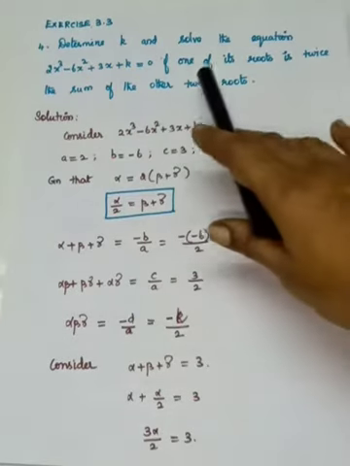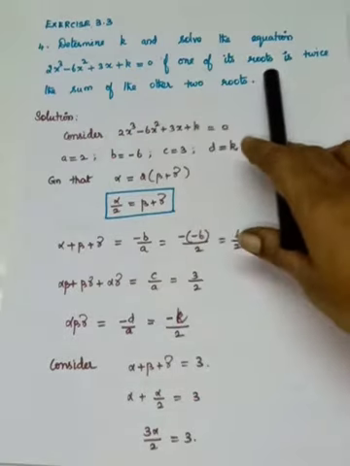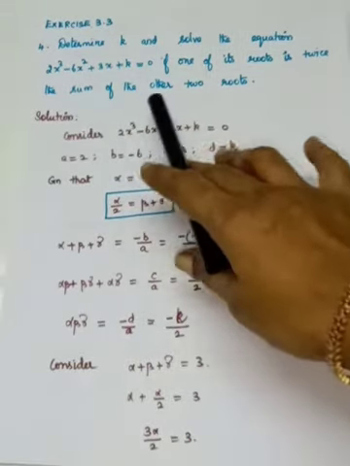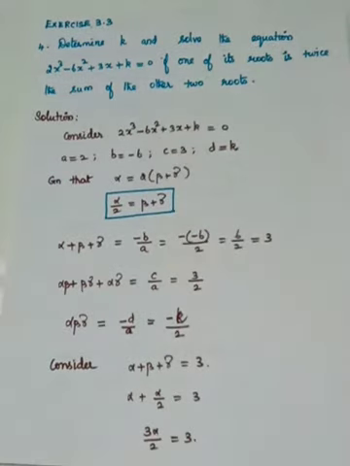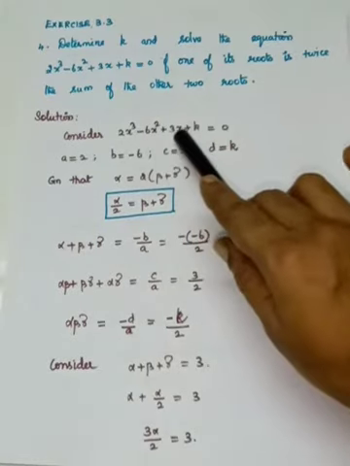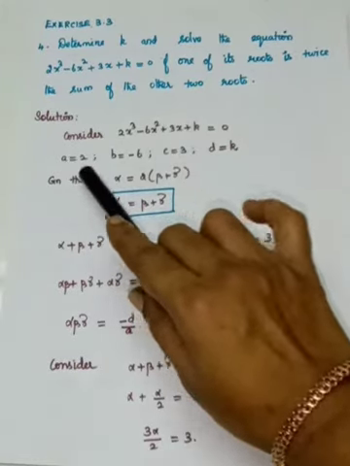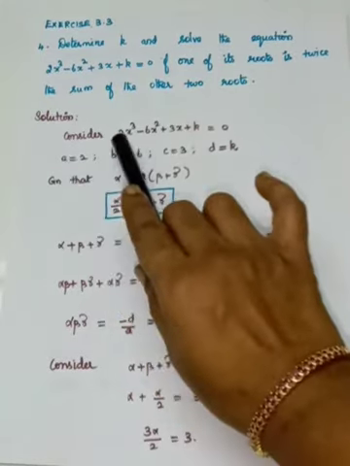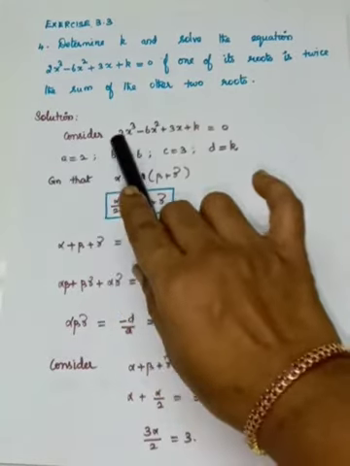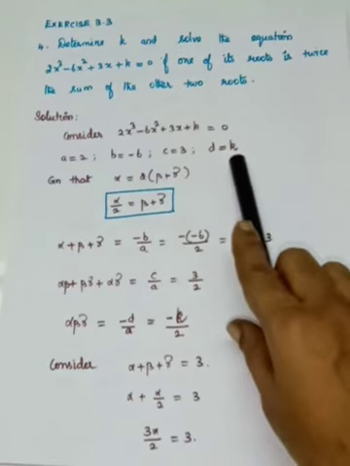So what is given here? One of its roots is twice the sum of the other two roots. Okay, I'll take the equation. So I am going to write the coefficients: a is equal to 2, b is equal to minus 6, c is equal to 3, and d is equal to the constant k.